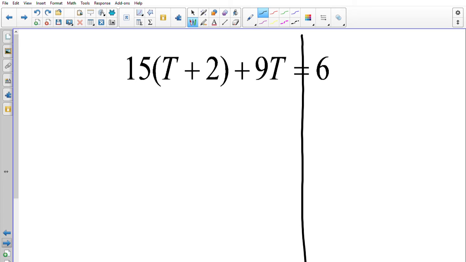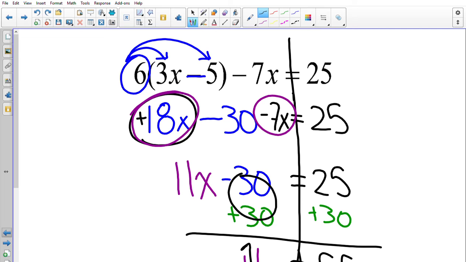Welcome back. We should have stacked down the problem. Same thing as the last one. Notice 15 parentheses t plus 2, and then outside of the parentheses plus 9t. It's identical to this one. We had something where we still needed to distribute, so notice that we distributed here first, and then afterwards we took care of combining like terms.